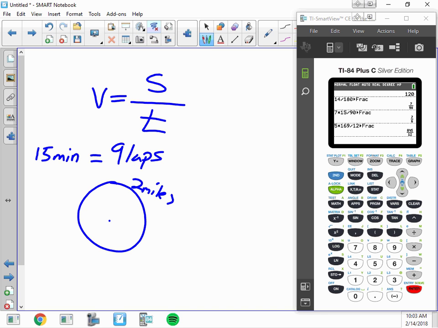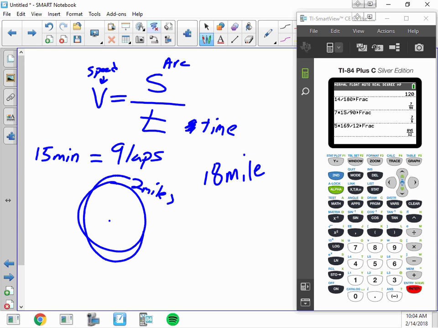Okay, and our formula is speed is equal to the arc divided by time. Well, how far did the car travel? 18 miles. How come? It went around this 9 times, so the arc length would be 18 miles. So it went 18 miles in 15 minutes.